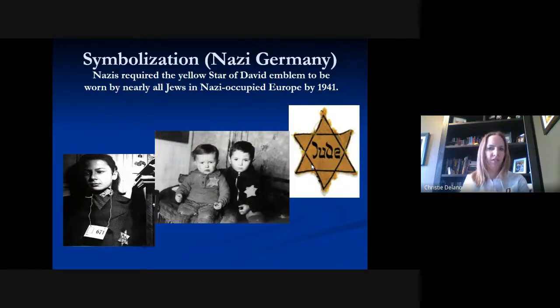Later the Star of David becomes a very visible symbol worn by all Jews in Nazi-occupied Europe by 1941. So this is 2 years after the war starts. And this didn't matter if you were an adult or a child, you were forced to wear the symbols.